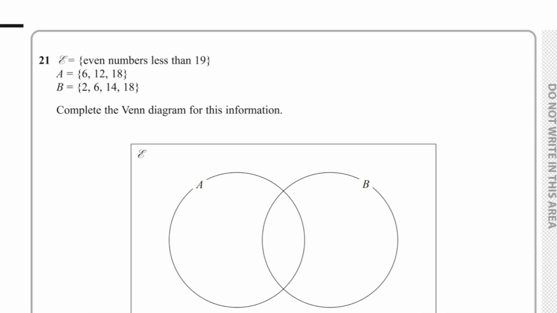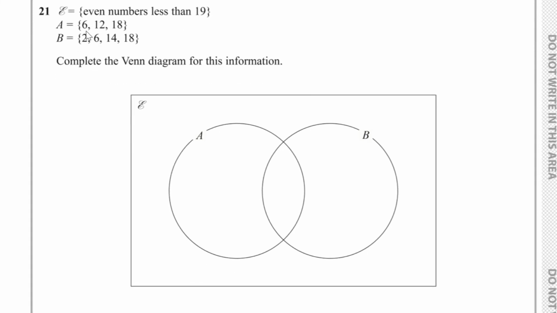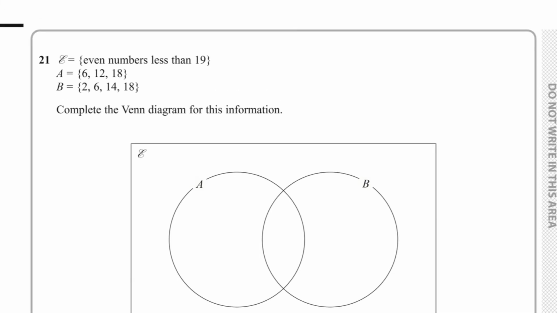Question number 21. We've got a set of numbers which are less than 19. With A, we've got 6, 12 and 18, and with B, we've got 2, 6, 14 and 18. We have to complete the Venn diagram for this information. Well, if I've got even numbers less than 19, the possible numbers I could have are 2, 4, 6, 8, 10, 12, 14, 16 and 18. These are even numbers less than 19.